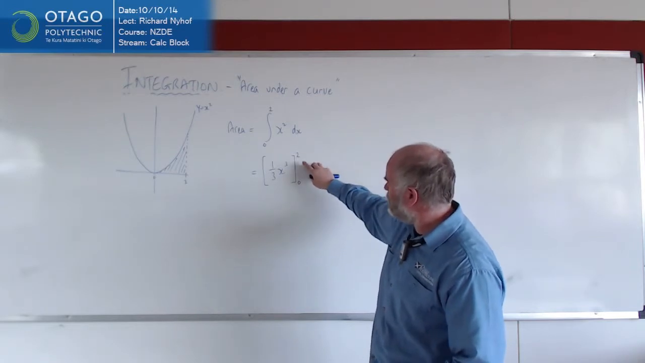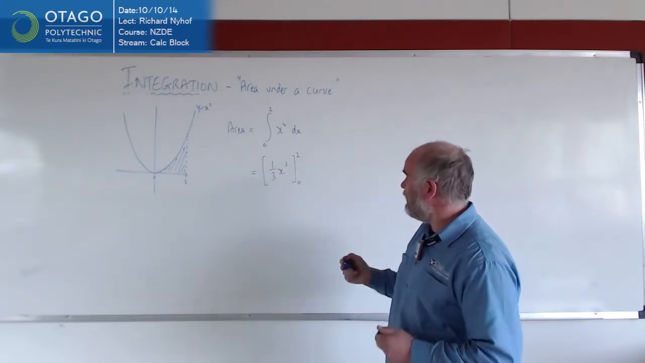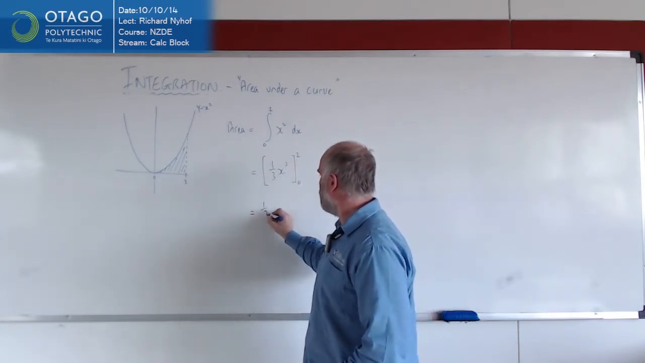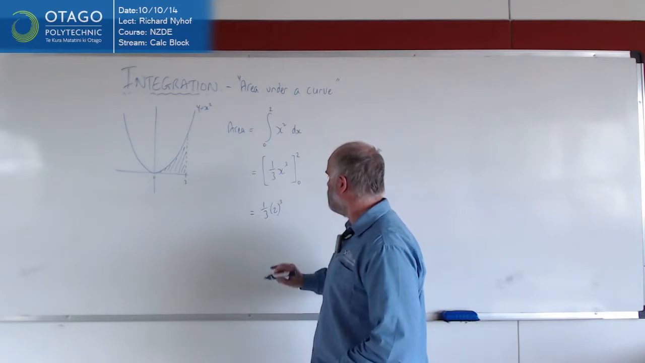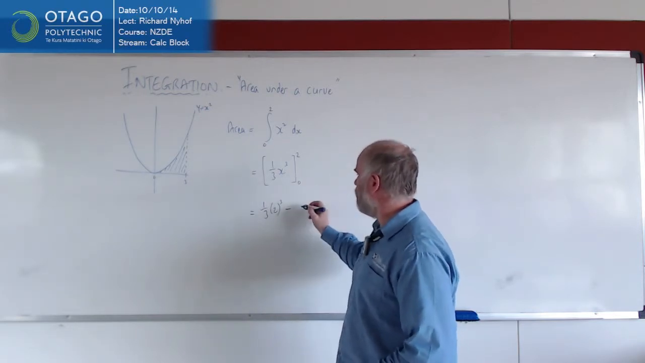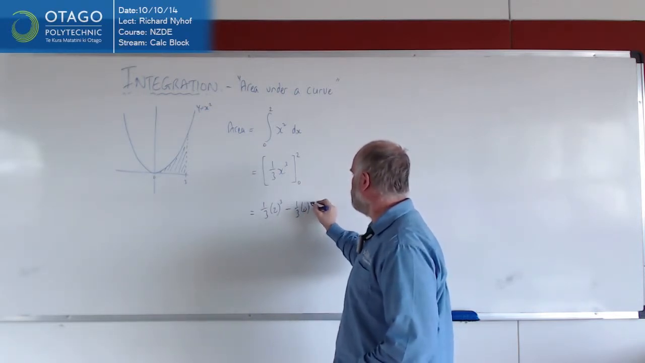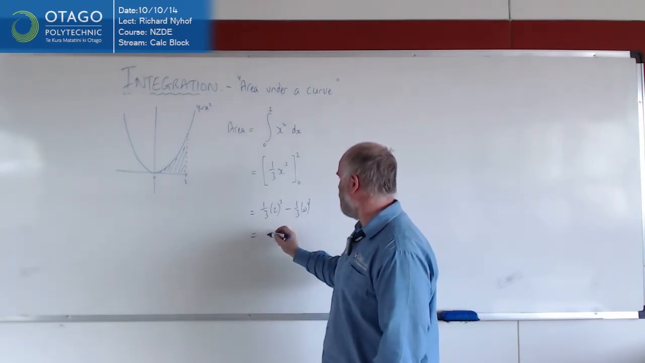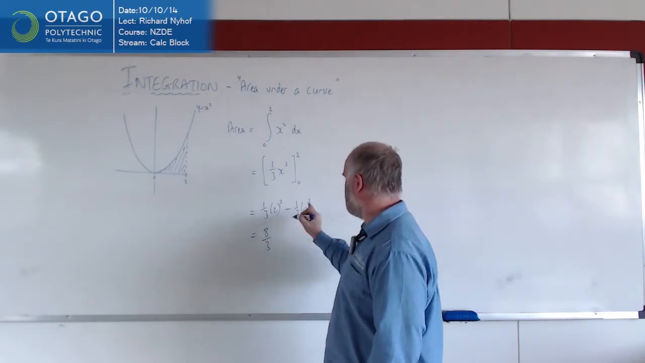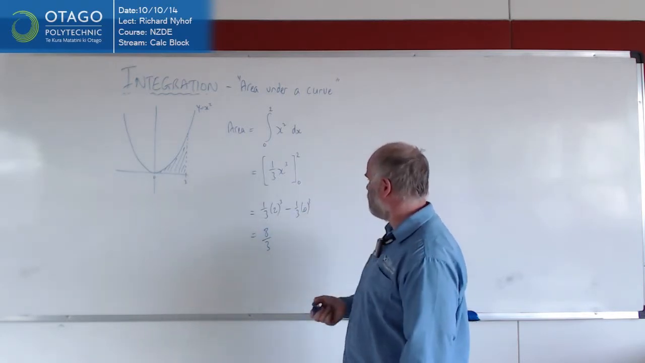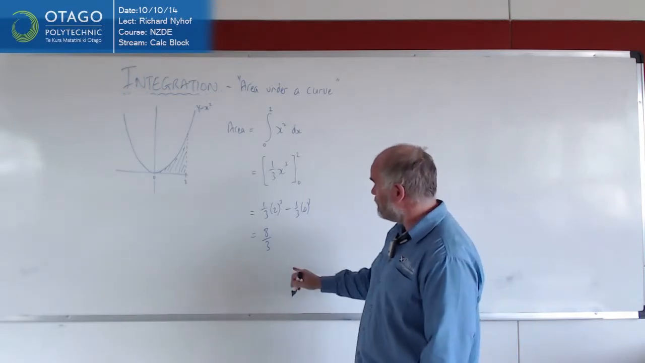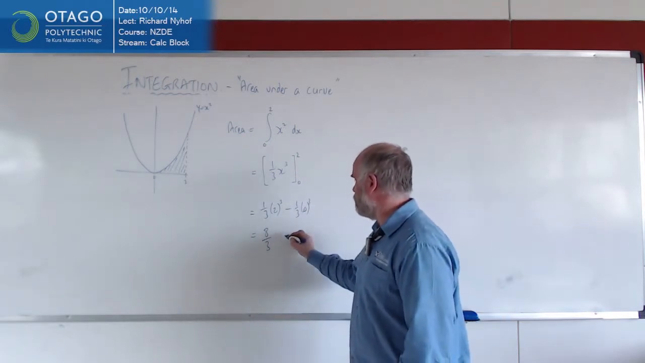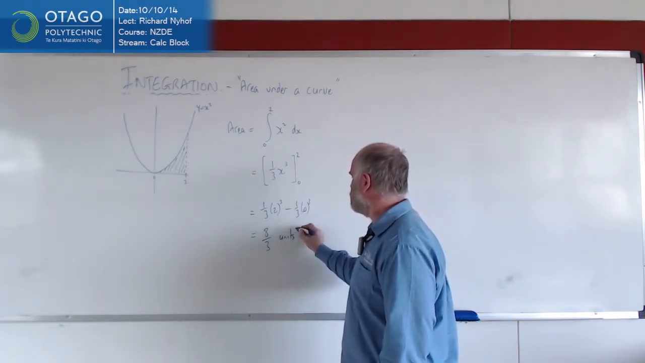Okay, so what am I going to do with these 2 and the 0? And the answer is you plug the 2 into the equation, so 1/3 2 cubed, minus the bottom one plugged in, 1/3 0 cubed. And then you reach for your calculator and you get 8/3 minus 0. It was easy, 0 cubed is 0 times 1/3 is still 0, so minus 0 makes no difference, so just 8/3. So the area under here is 8/3, whatever your units are, squared.